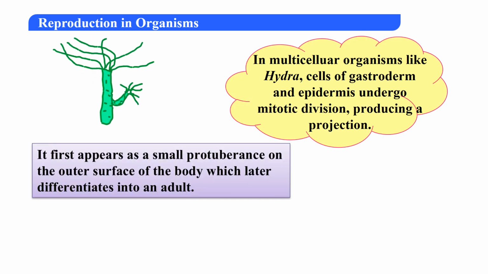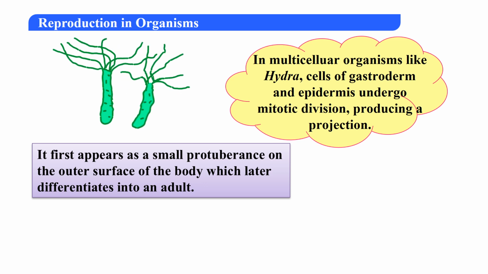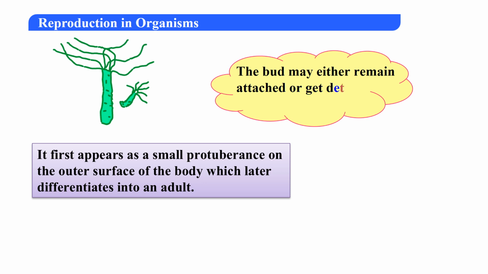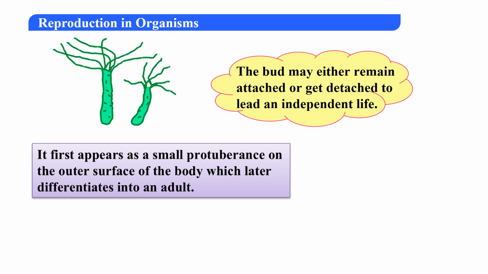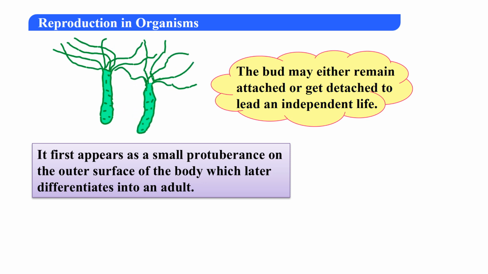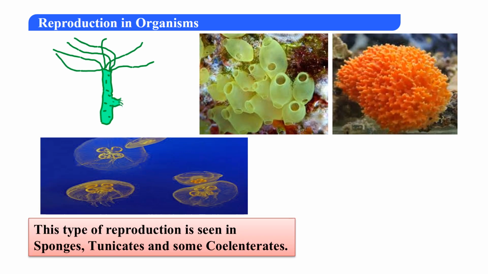In multicellular organisms like Hydra, cells of the gastroderm and epidermis undergo mitotic division, producing a projection. It first appears as a small protuberance on the outer surface of the body, which later differentiates into an adult. The bud may either remain attached or get detached to lead an independent life. This type of reproduction is seen in sponges, tunicates, and some of the coelenterates.